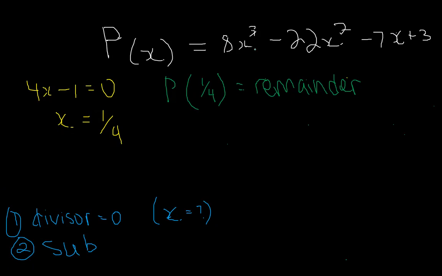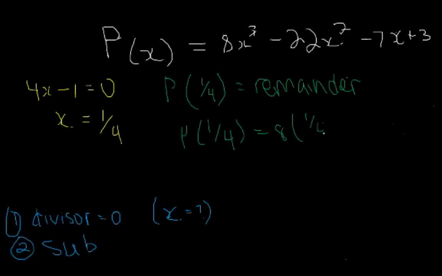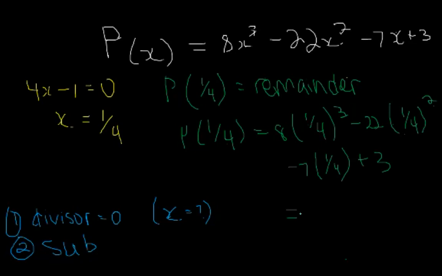Right. So substitute a quarter into this function. What would you get? Well, p of a quarter is going to give me 8, instead of putting x, I put a quarter cubed, minus 22 a quarter squared, minus 7 times a quarter, and then plus 3. When I simplify this, my answer would be 0.